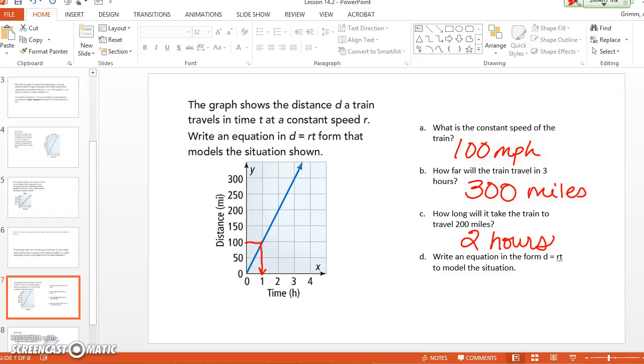All right, and then the last one, write an equation in the form. Do you guys know what D equals RT stands for? What does that stand for, Kate? It's exactly what it is. Very good. So distance equals rate times time. Rate is the same as speed. Yes, very good. So what would my equation be?